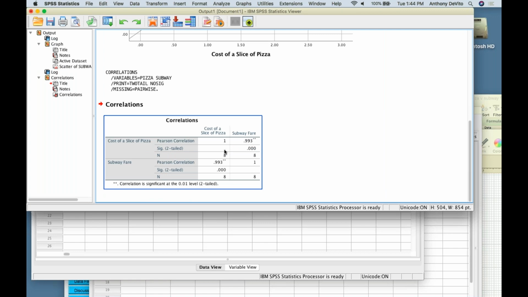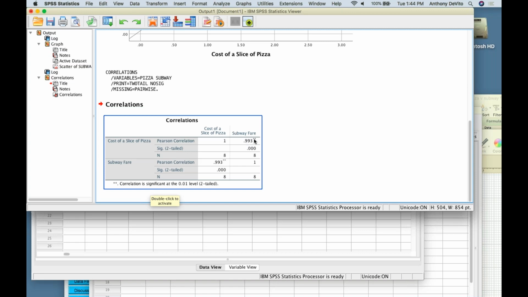And here's our table. And the result is that the correlation between the cost of a slice of pizza and the subway fare is 0.993, right? It's even tighter than I thought, closer to one than I thought it was going to be. The correlation between the cost of a slice of pizza and the cost of a slice of pizza is one. It's the same numbers, right? SPSS is constantly going through all the permutations when it gives you output. But you really didn't need to know that cost of a slice of pizza and cost of a slice of pizza are a perfect correlation. They're the same numbers, right? It also repeats it: subway fare, what's the correlation with a slice of pizza, which is just turning it upside down, doing it in the opposite order.